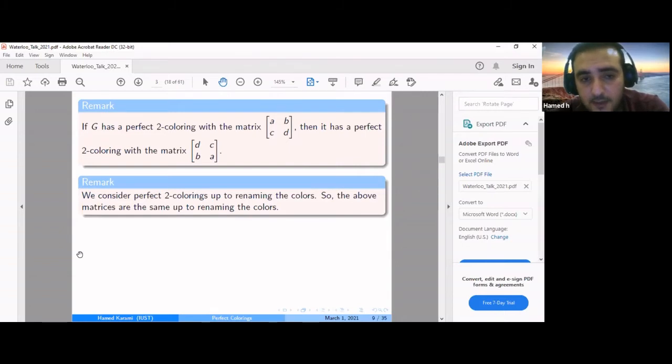After this remark, we consider perfect two-colorings up to renaming the colors. So the above matrices are the same up to renaming the colors. When we are going to enumerate parameter matrices for a definite graph, we consider these two matrices as just one.